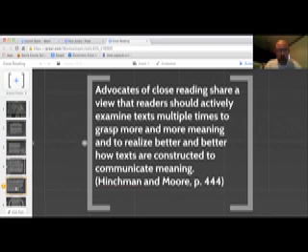Advocates of close reading share a view that readers should actively examine text multiple times to grasp more and more meaning and to realize better and better how texts are constructed to communicate meaning.